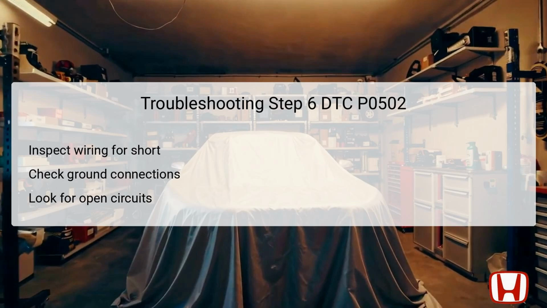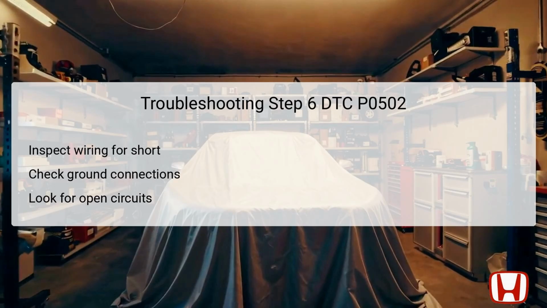The subsequent step involves a detailed inspection of the wiring connected to the CVT speed sensor, TCM, and associated circuits. Technicians should look for any signs of shorted wiring, as this can lead to failure in sensor signal transmission. Additionally, ground connections must be verified to ensure they are clean and secure, as poor ground can result in intermittent signals or complete loss of function.